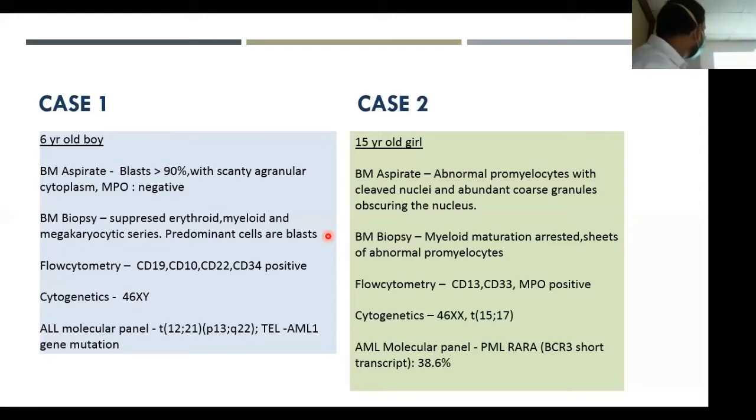Case 1. A 6-year-old boy had an aspirate that has 90% blast. It is MPO negative. So it could still be AML, could be AML M0, that undifferentiated kind of thing, which can be MPO negative. Biopsy again shows suppressed other series, and the predominant cells are blast. Flow cytometry shows B cell markers are positive: 19, 10, 34 is their premature marker. Cytogenetics is 46, normal, and the molecular panel shows 12;21, a good prognostic marker. Other markers are negative. So we finally arrived at a complete diagnosis.